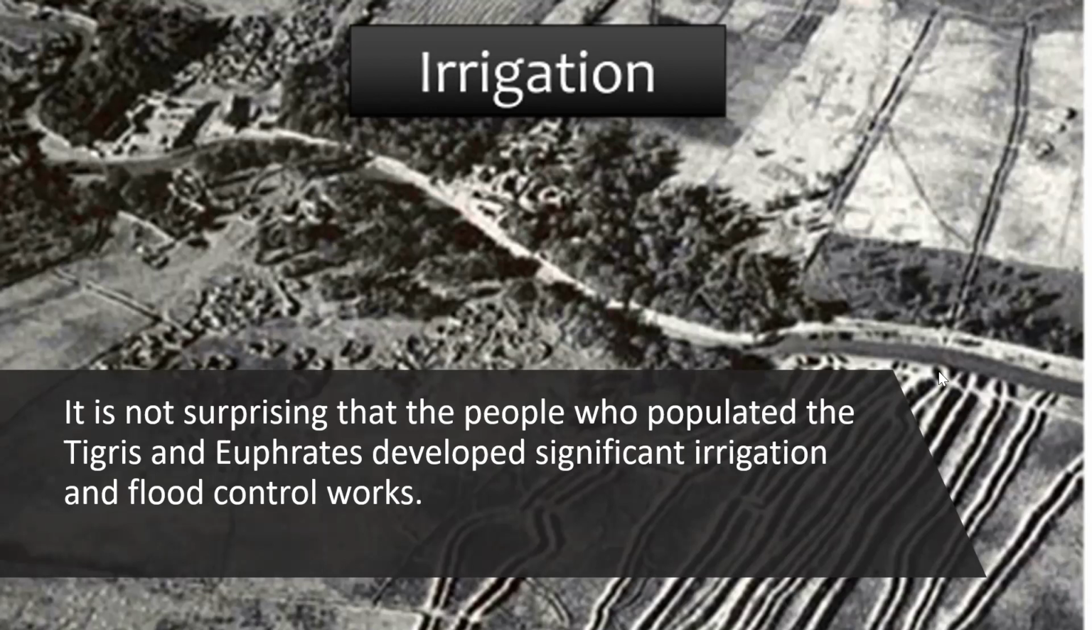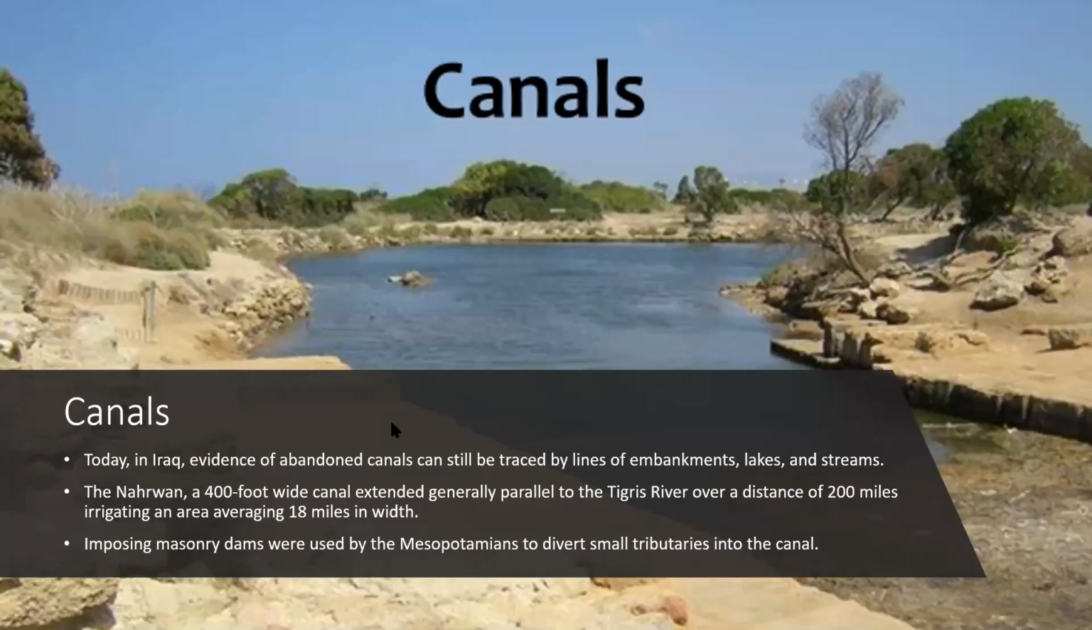So it is not surprising that the Mesopotamians also developed significant irrigation and flood control works like this one. This one is irrigation, right? This is the river, and then you have irrigation. Yeah, and also because they have canals, they have the further or improved buildings to control works. So you have here the picture of the canal. Today in Iraq, evidence of abandoned canals can still be traced by lines and embankments, riverbanks like this, lakes and streams.